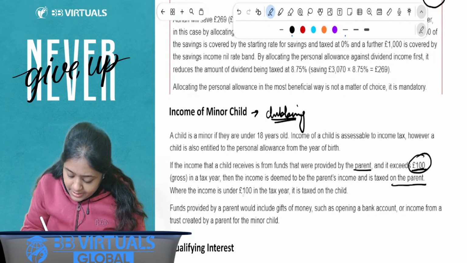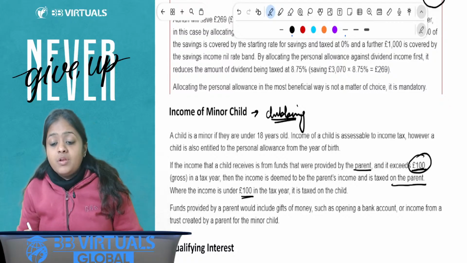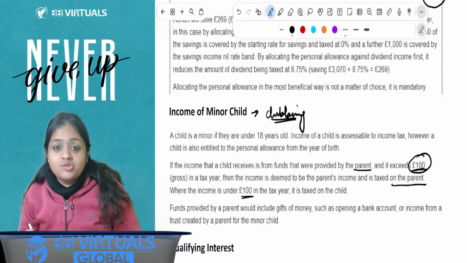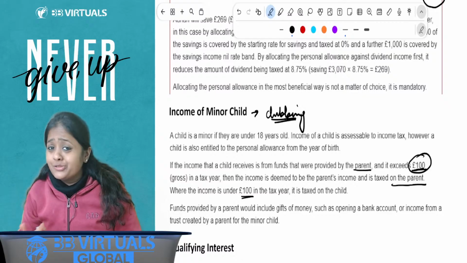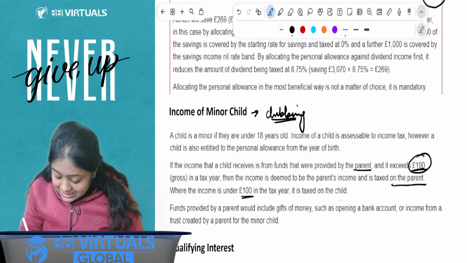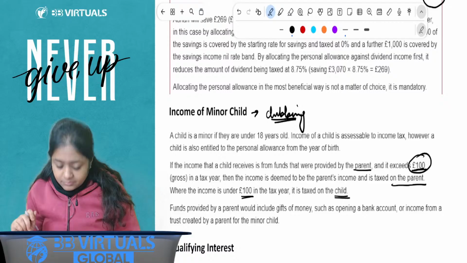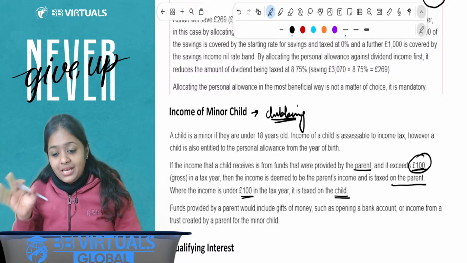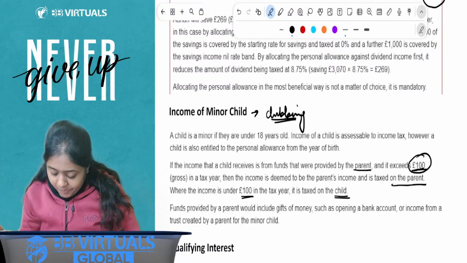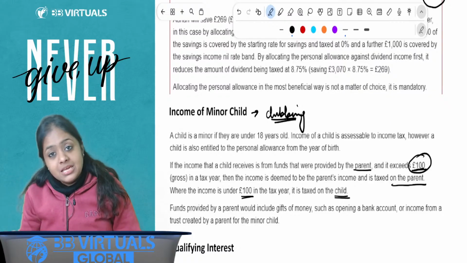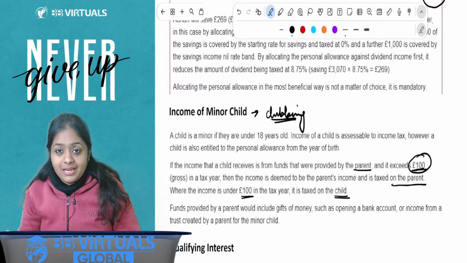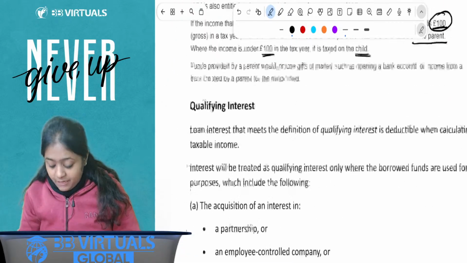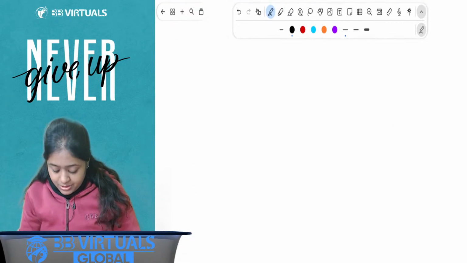If the income is only up to 100 pounds, then it is not exempt. Don't be happy, it is not exempt. It will be taxed in the hands of the child. But of course, it will be covered by PA. Right? Clear? It will be taxed in the hands of the child and covered by PA. Let's look at a quick question.